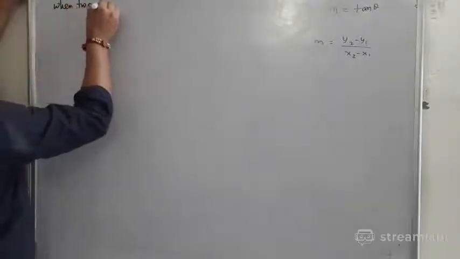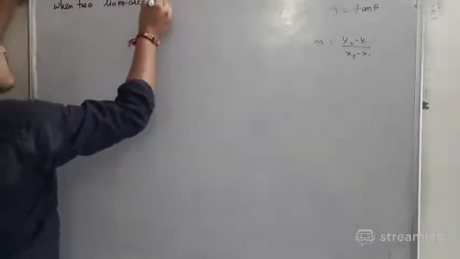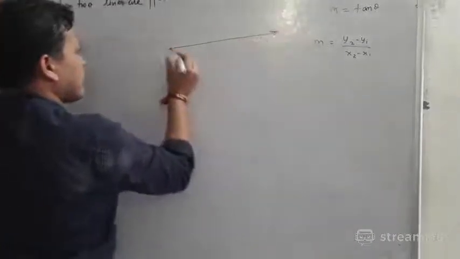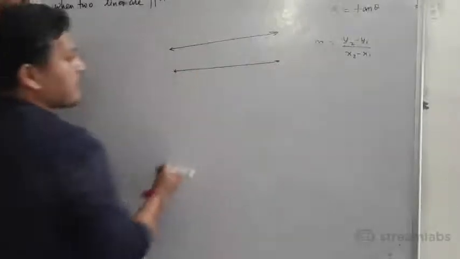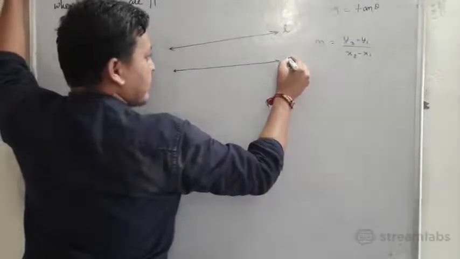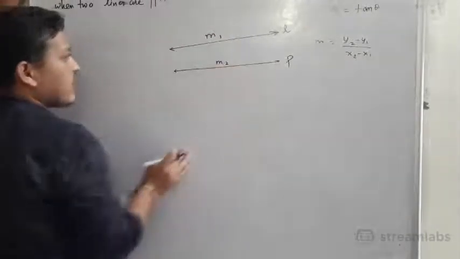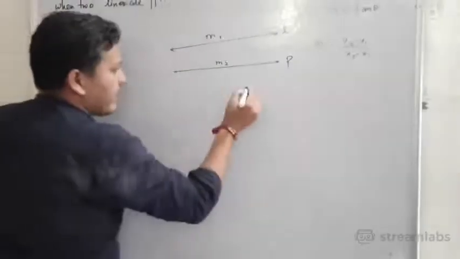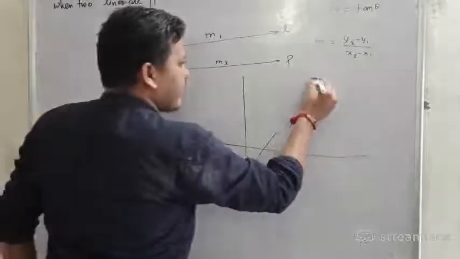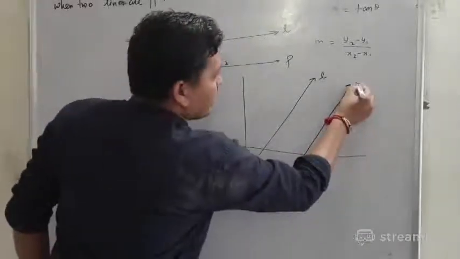When two lines are parallel, what is the relation between their slopes? Suppose this is the first line and this is the second line, and both lines are parallel to each other. Let this line be L and this line be P. Let the slope of this line be M1 and the slope of this line be M2.